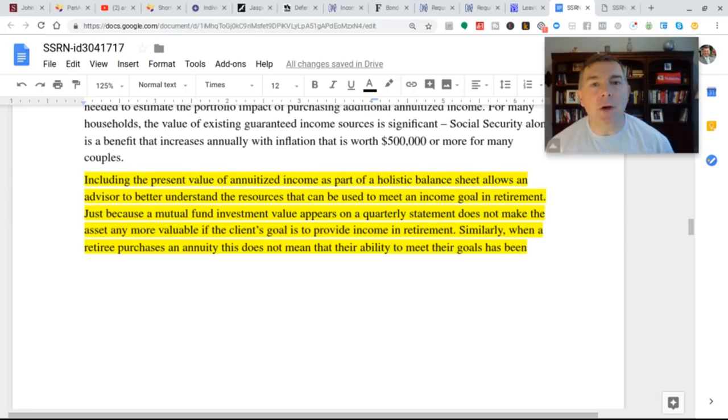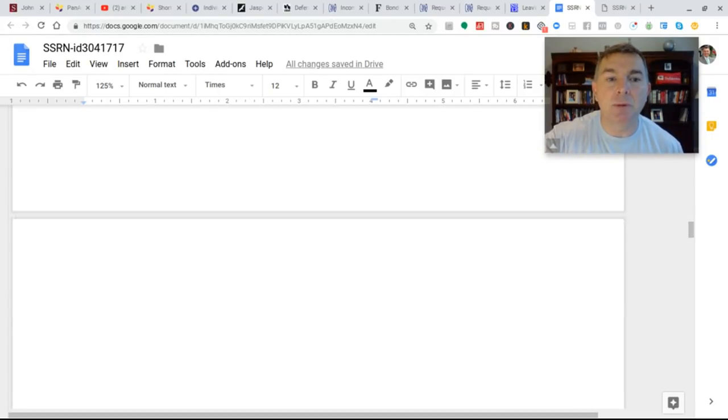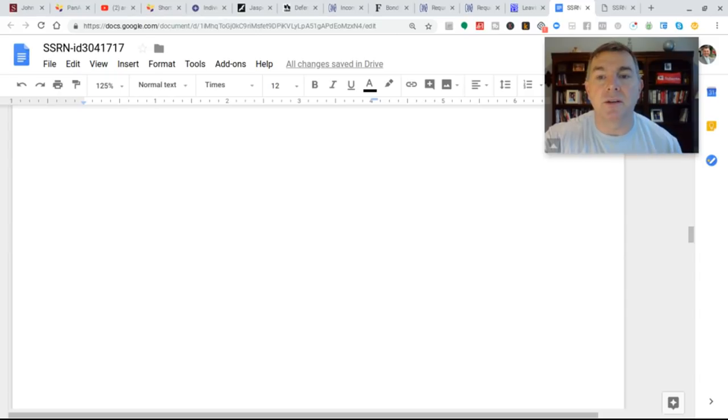Including the present value of the, why are we doing that, by the way? Because including the present value of annuitized income as part of a holistic balance sheet allows an investor to better understand the resources that can be used to meet an income goal in retirement. Just because a mutual fund investment value appears on a quarterly statement does not make the asset any more valuable if the client's goal is to provide income in retirement. Similarly, when a retiree purchases an annuity, this does not mean their ability to meet their goals has been reduced because it's no longer on the income sheet or the balance sheet.